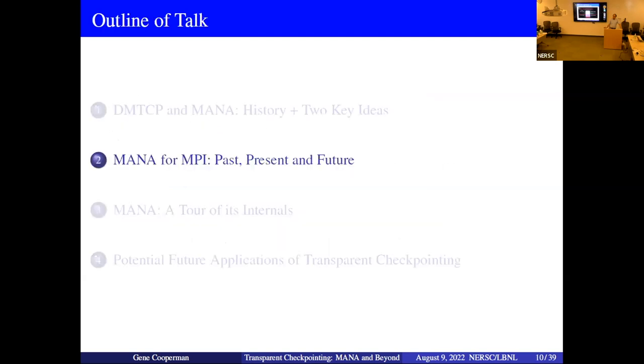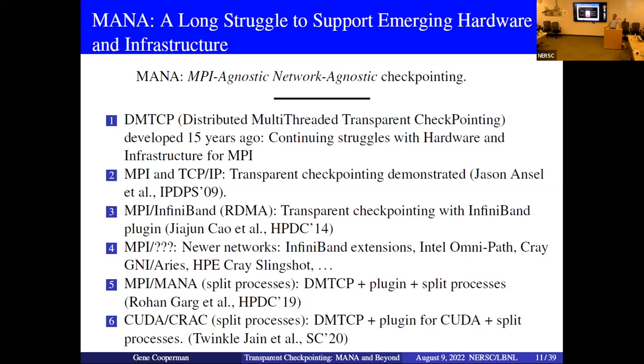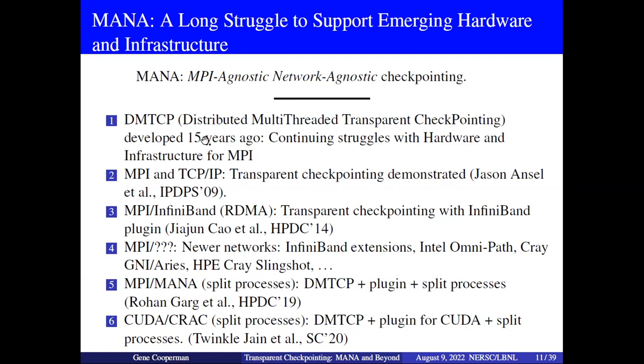Good. So now you've seen the two big ideas. Now let's talk about MANA itself. So for MANA, here's some of the history of how we got here. As I said, more than 15 years ago, I just fell in love with the idea of checkpointing. We did what I thought was really cool. In the original DMTCP, we were able to transparently checkpoint. Well, we're done. Well, what about high performance computing that was starting to become much bigger and standardizing on MPI?